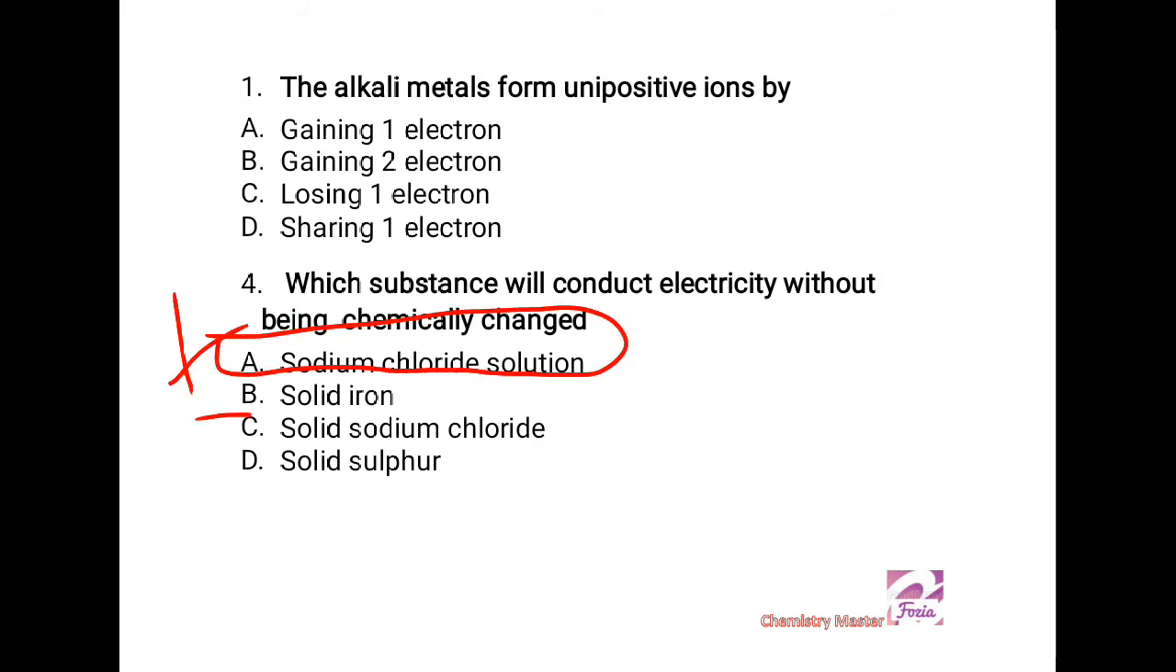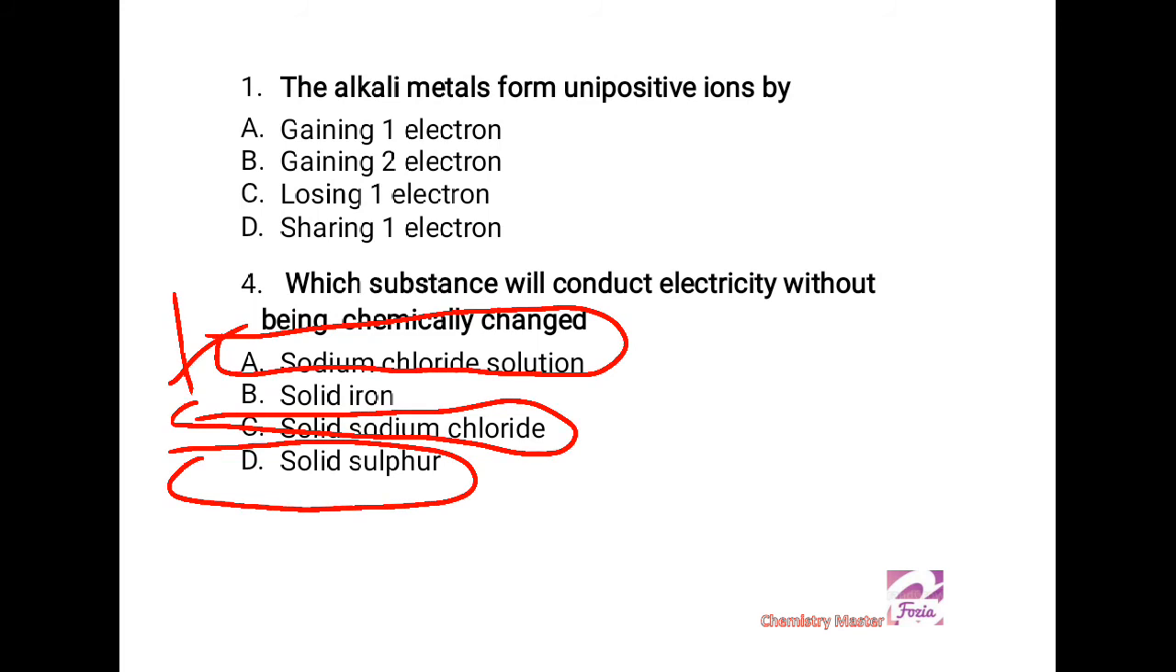When we see solid sodium chloride, although it is an ionic compound, it does not conduct electricity in its solid state because the ions are fixed in the crystalline pattern. When we see sulfur, sulfur is a non-metal. It is not a conductor of electricity. But when we see the option has solid iron in it, iron is a metal, and metals are very good conductors of electricity. So option B is the absolutely correct answer for this MCQ.